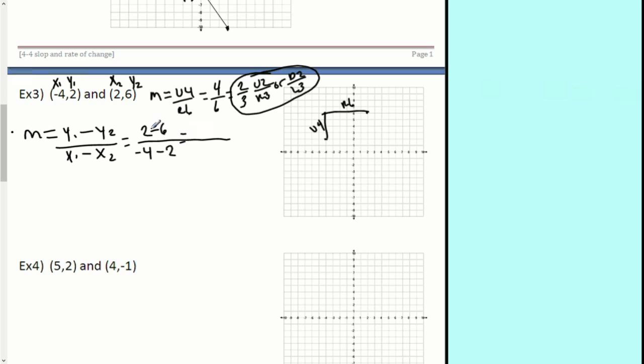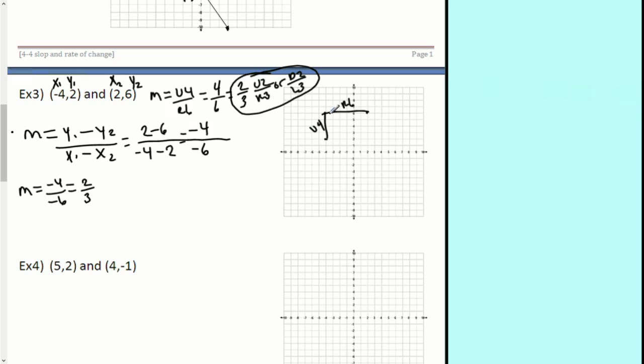Okay? 2 minus 6 is negative 4. And negative 4 minus 2 is negative 4 plus a negative 2, so that's negative 6. I get a negative over a negative, so let's simplify this. Negative 4 over a negative 6. Now, first things first. A negative divided by a negative is a positive, so this answer should really be positive. And 4/6 is really 2/3. So it's positive 2/3, which is exactly what I got doing it this other way.